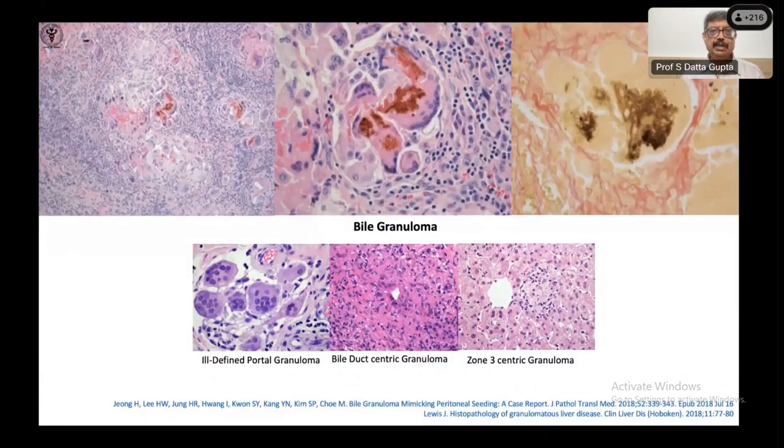This is a bile granuloma. Bile granulomas are nothing but encrusted bile with a granulomatous response seen in biliary obstruction. So you can have in the liver ill-defined portal granulomas, bile duct-centric granulomas, and zone 3 granulomas. Bile duct-centric and bile granulomas are seen in biliary obstruction and PBC. So there are different types of granulomas, much more than just necrotizing and non-necrotizing: fibrin ring, lipogranulomas, spindle cell granulomas, and bile granulomas.